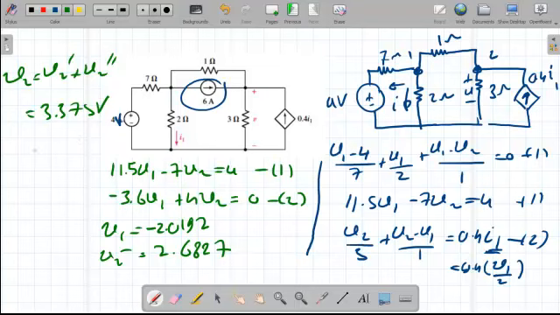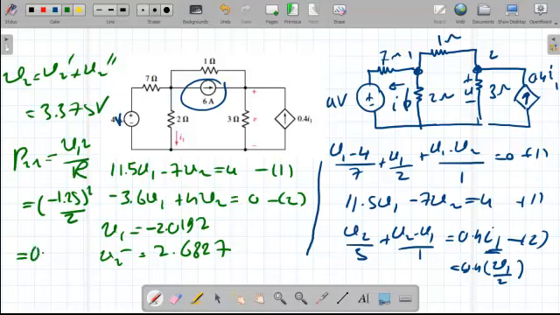And the power dissipated in the 2 ohm resistor will equal V1 squared over 2. V1 will equal minus 1.25. Square over 2, so the power dissipated is 0.781 watt.